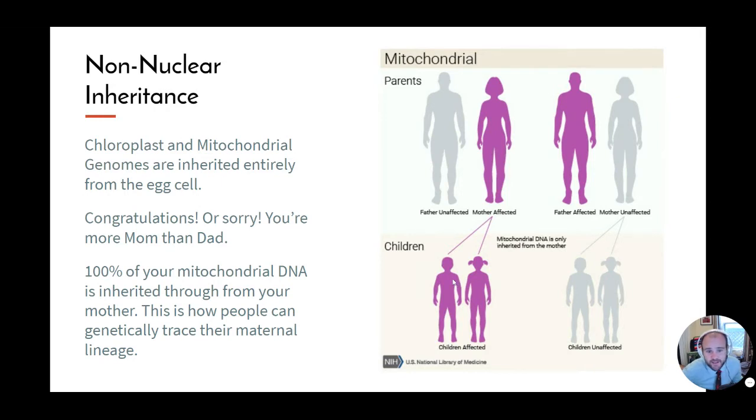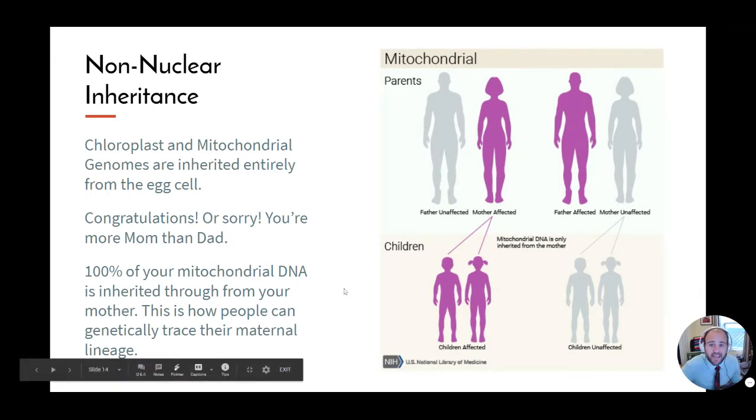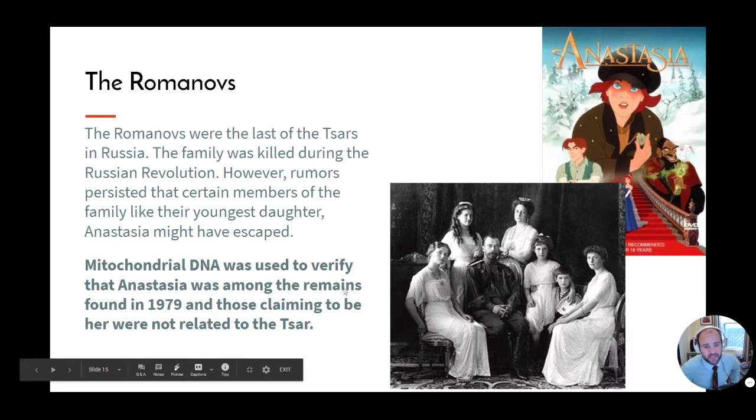And there are certain traits that could affect how your mitochondria perform. If your mom has that trait, all the children will. But if the dad has it, kids are lucky because it's only coming from the mom. And this was actually used in a really famous case.